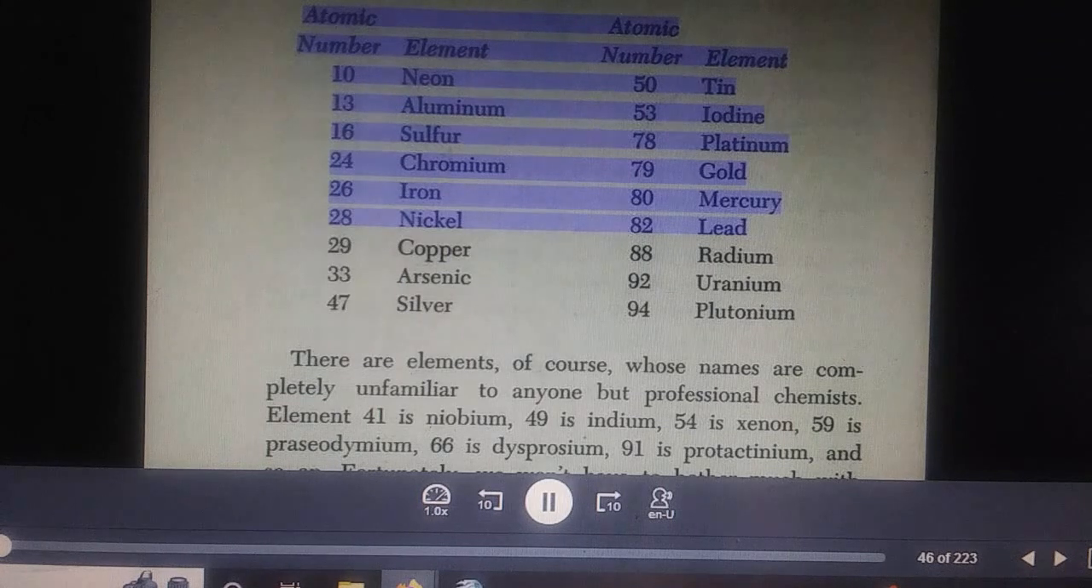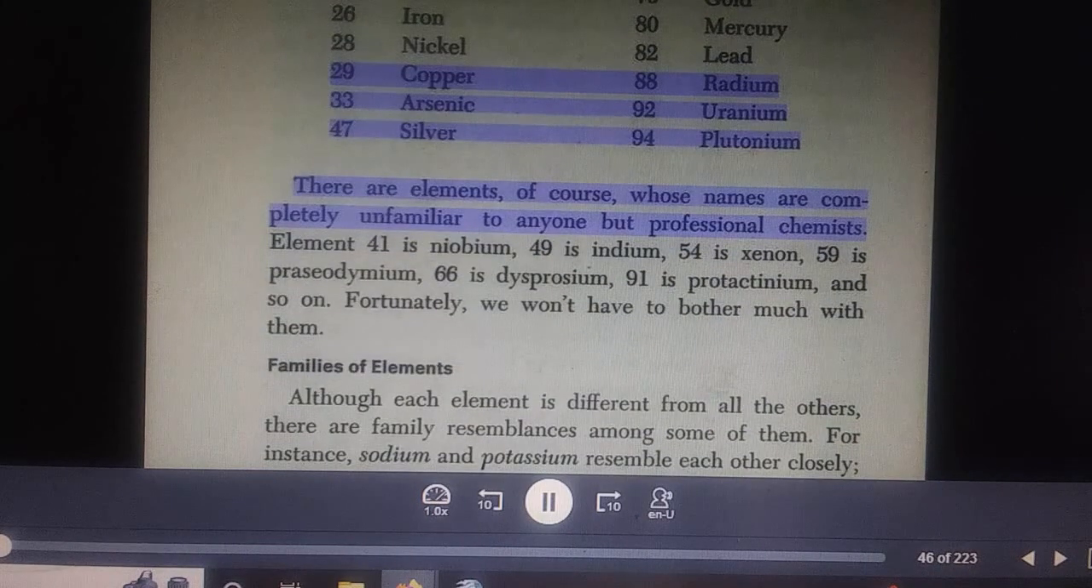Atomic number, element: 10 neon, 50 tin, 13 aluminum, 53 iodine, 16 sulfur, 78 platinum, 24 chromium, 79 gold, 26 iron, 80 mercury, 28 nickel, 82 lead, 29 copper, 88 radium, 33 arsenic, 92 uranium, 47 silver, 94 plutonium.